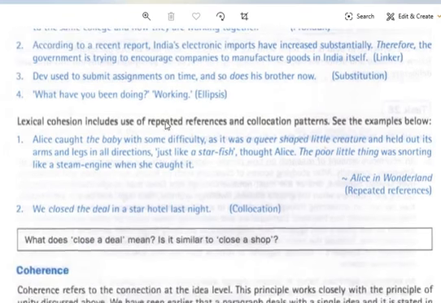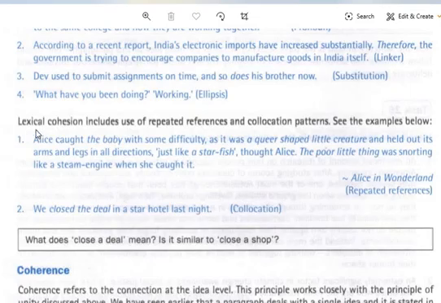Now coming to lexical cohesion. Lexical cohesion is nothing but vocabulary: words like synonyms and antonyms can be used to replace something in the sentence. For example, Alice caught the baby with some difficulty, as it was a queer-shaped little creature and held out its arms and legs in all directions, just like a starfish, thought Alice. The poor little thing was snorting like a steam engine when she caught it. Now, what is the thing Alice caught? The baby is substituted by "it", which is a pronoun. But "the poor little thing" is nothing but the baby itself. So for "baby" we are using synonyms like the poor little thing, it.